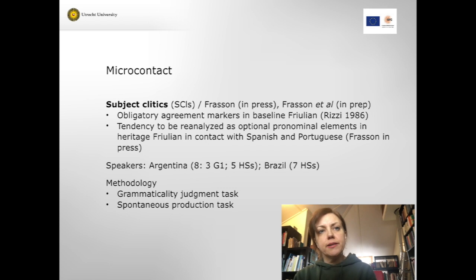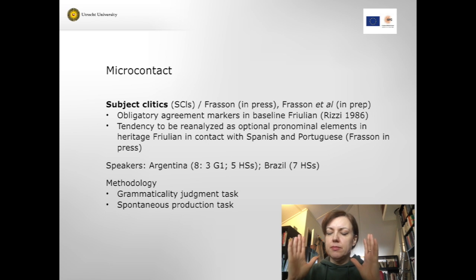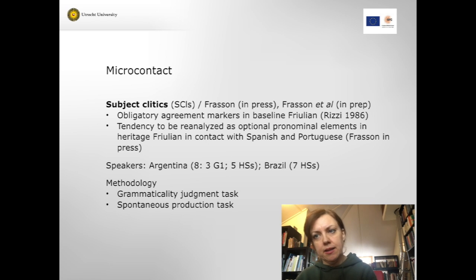What we looked at is actually microcontact, as I told you, between these little elements, these subject clitics, in Italo-Romance varieties and Romance varieties in general. And we looked at subject clitics. Now, subject clitics are present in Northern Italian varieties, in particular in Friulian and Veneto, that are the focus of our study. Observe that these in Friulian are agreement markers. This has been extensively argued for, we know it.